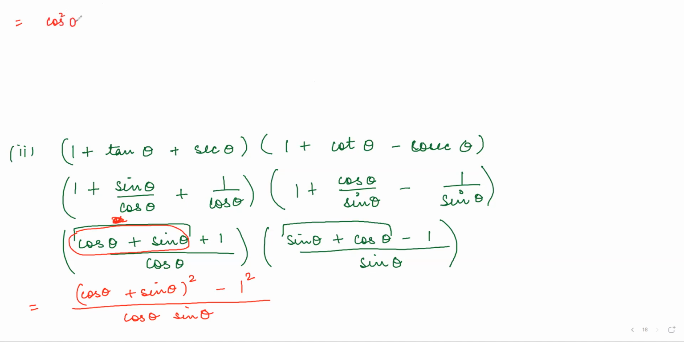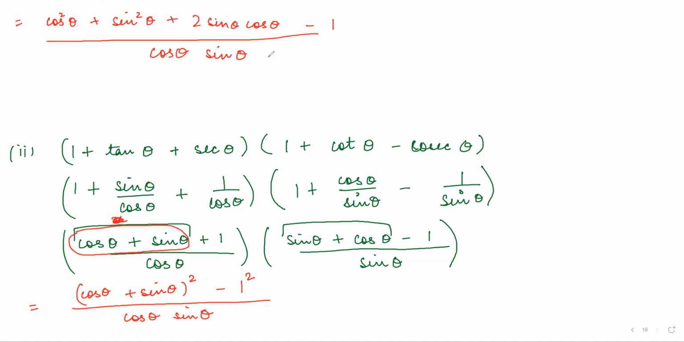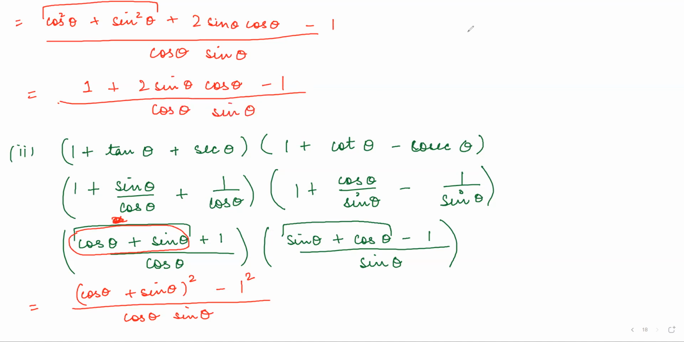So it becomes cos square theta plus sine square theta plus 2 into sine theta into cos theta, right? A plus b whole square, and then minus 1 divided by cos theta into sine theta, right? Now cos square theta plus sine square theta becomes 1. So 1 plus 2 sine theta into cos theta, and minus 1 divided by cos theta into sine theta, right?